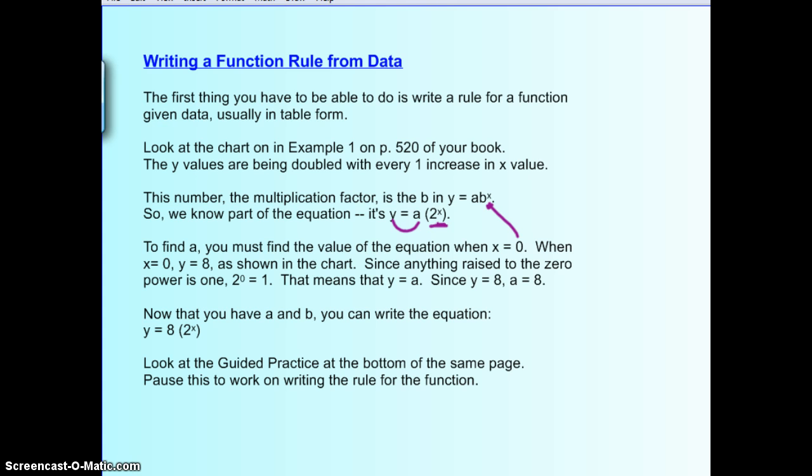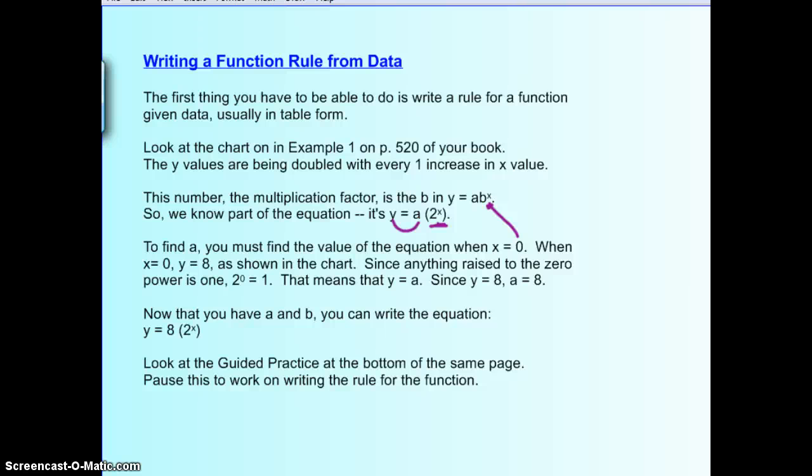And if y is a, then 8 is a. Okay? Look at that and make sure you understand that. Because now that you have a and b, you can write your equation. It's y equals 8 times 2 to the x.